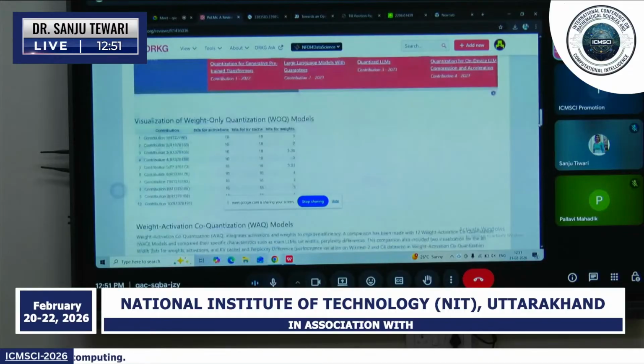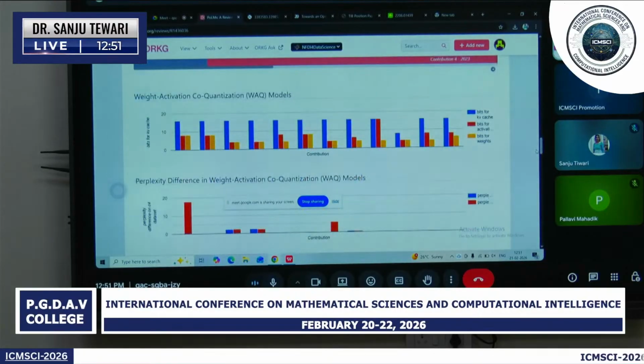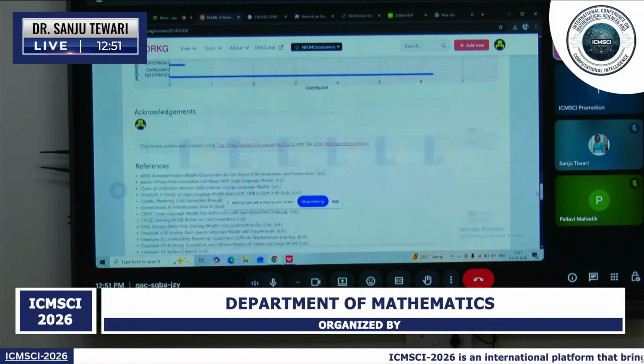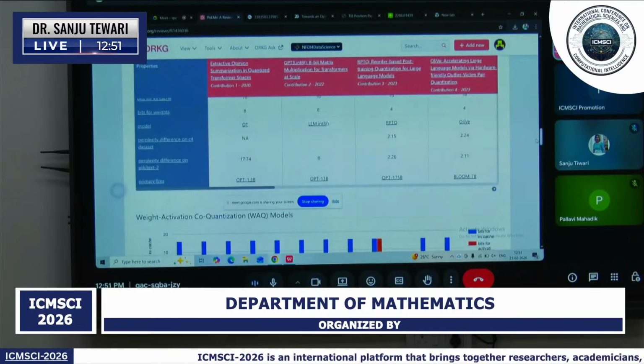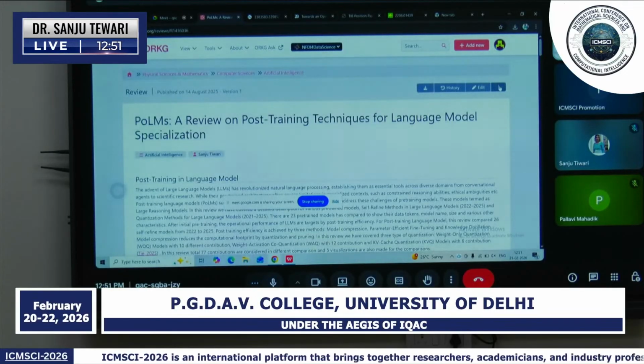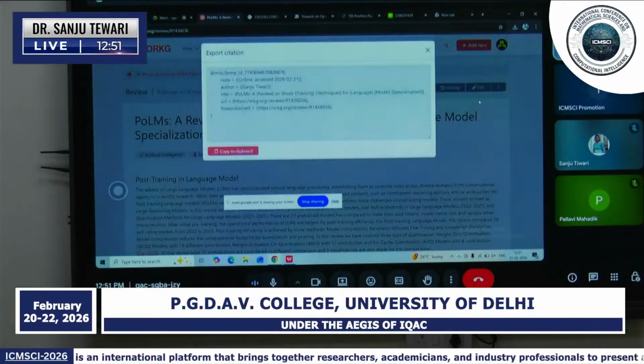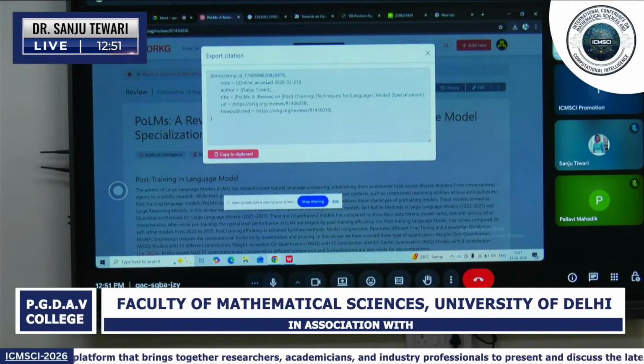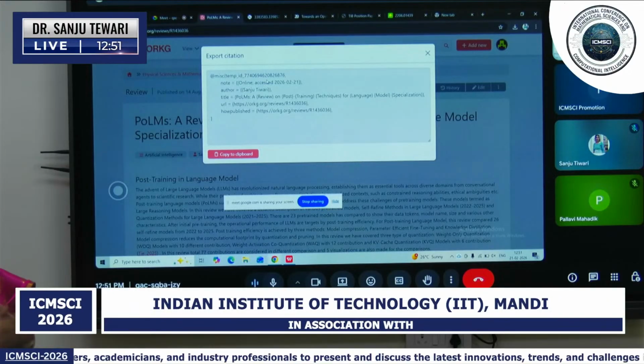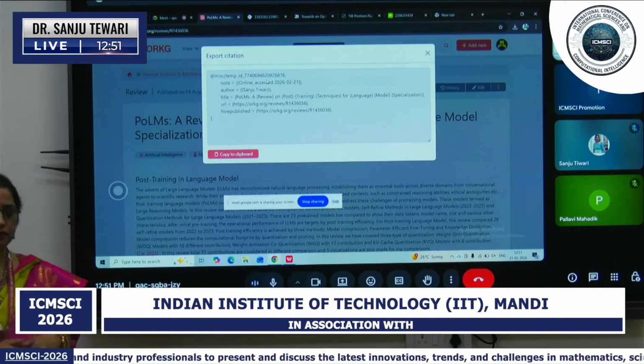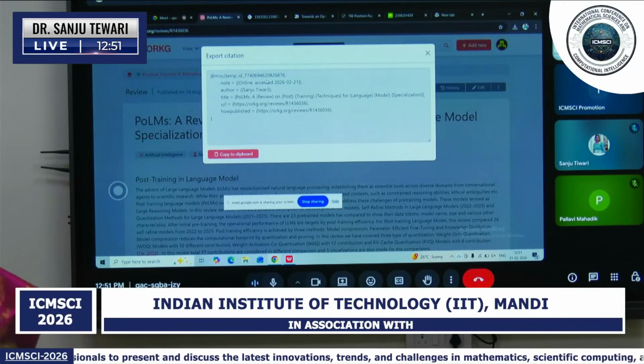And also included some visualization here. Everything is included by using only ORKG. References are also here, and you can cite this one, export citation, you can cite it also. The paper is available online, a short review paper for a student, for a beginner. I found this a very good approach, and they are learning about knowledge graphs also.